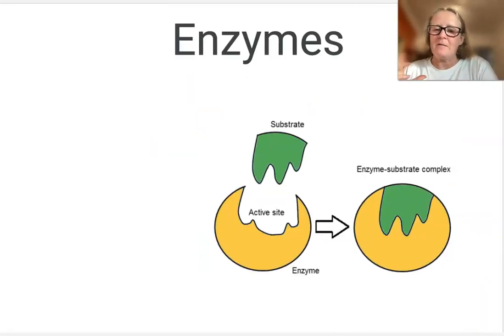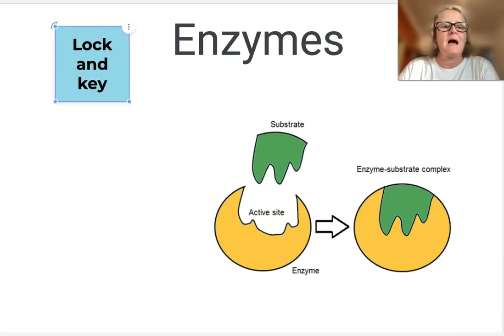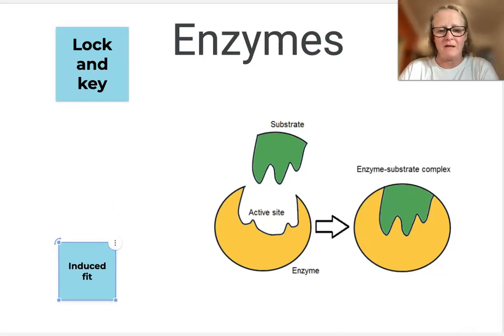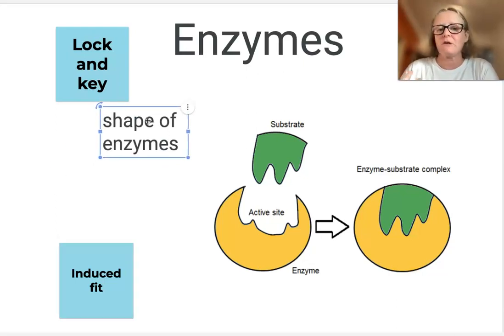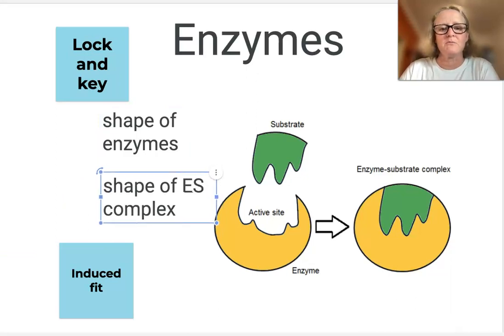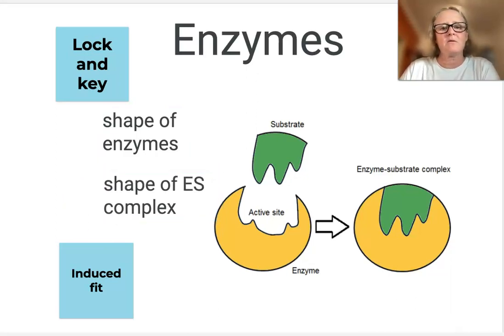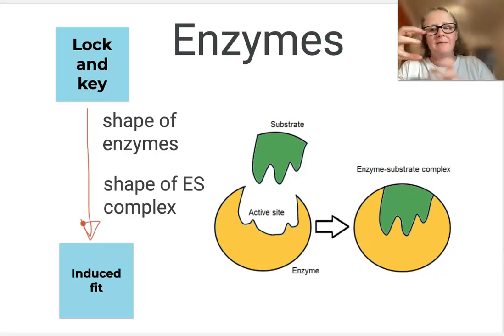There is also a more up-to-date version of the model of enzyme action, and we have taken our lock and key idea and turned it into something called induced fit. And this is because our technology that we use to look at enzymes and model them has become more sophisticated over time. So because of the use of X-ray crystallography, NMR spectroscopy, and also large-scale computer modeling, we are able to think about the shape of enzymes and the shape of enzyme substrate complexes and actually come up with a slightly more sophisticated idea about how the substrate and the enzyme interact.